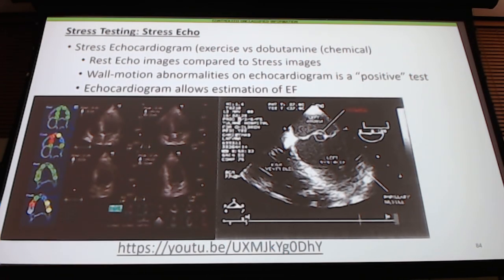Then we talked about how you can do a stress echo, where now I'm looking at the functional change with an exertion like exercise or a chemical stress using dobutamine in order to speed up the heart rate. And I can see if there's a functional change with that stress.